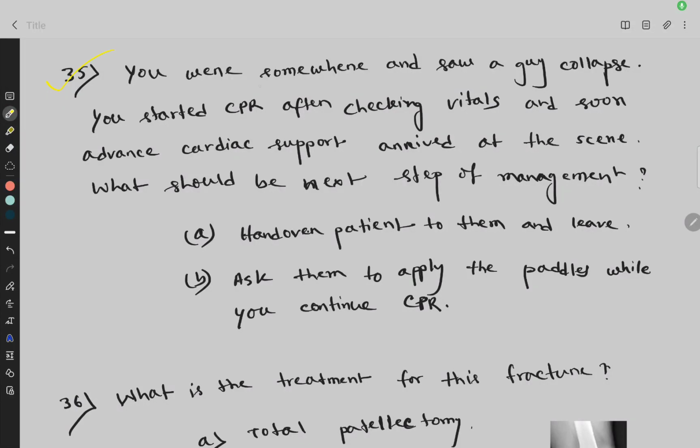Number question, you were somewhere and saw a guy collapse. You started CPR after checking the vitals and soon advanced cardiac support arrived at the scene. What should be the next step of management? Option A, hand over the patient to them and leave. B, ask them to apply the paddles while you continue CPR, and right option is B.